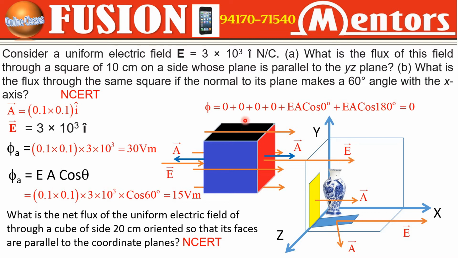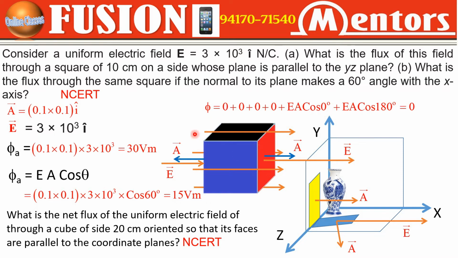Okay, now see, for these four faces, 1, 2, bottom and back, the angle between E and A is 90, cos 90 is 0. So for four faces, 1, 2, bottom and back side, the flux would be 0, 0, 0, 0 as cos 90 is equal to 0. Now we are left with the red face and its opposite face, which is not visible here. On the red face, the angle between area vector and electric field vector is 0. So E into A into cos 0.